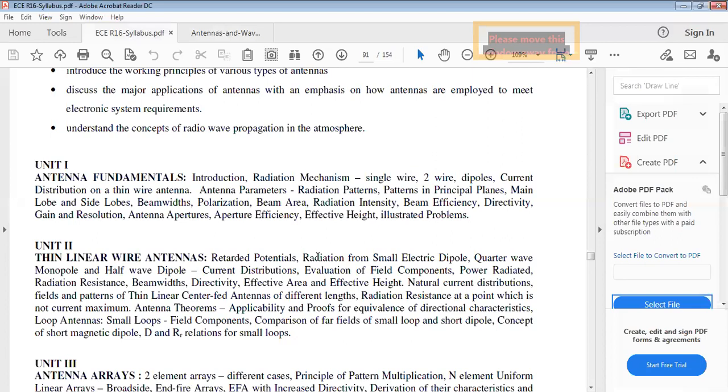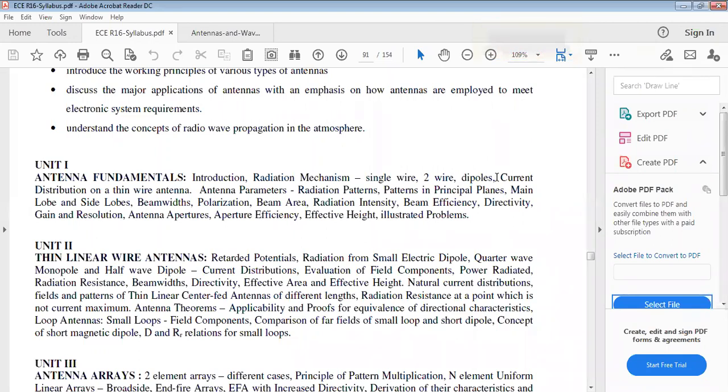Similarly, unit 2. What is the title of unit 2? Thin linear wire antennas. Already you know what is meant by a thin linear wire antenna, so you know everything in that title. In that second unit, we learned what the retarded potentials are. Already I told you what is meant by retarded potential, and why retarded potentials exist.